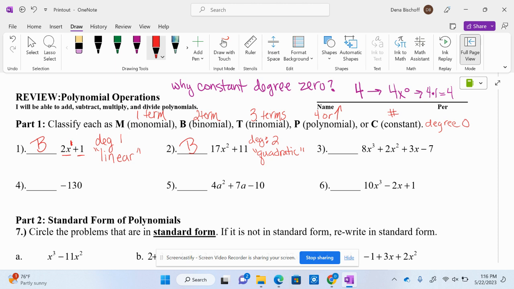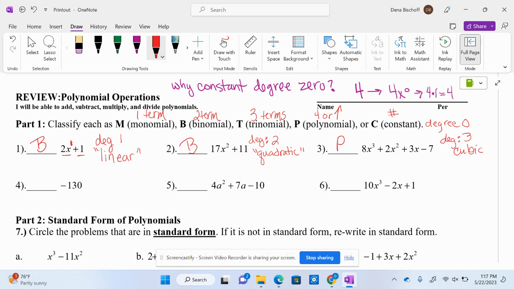How many terms are in number 3? 4 terms. So 4 or more, it's called a polynomial. And what degree is it? So we say the degree is based off of the largest exponent. So it's degree 3, which is called a cubic. Okay, it's called a cubic.